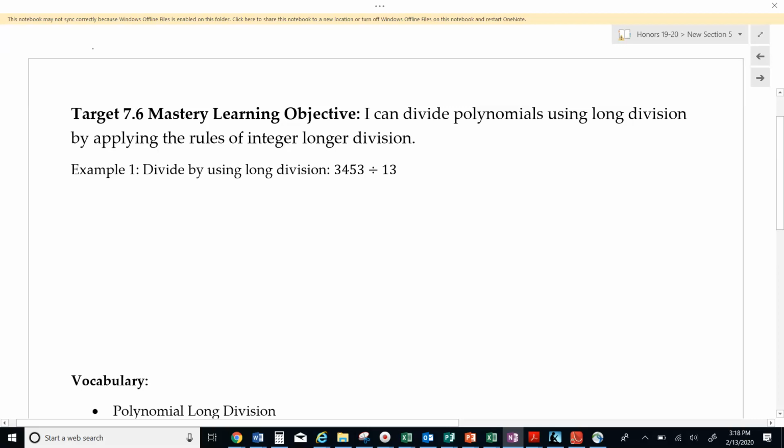This is something you learned probably around 4th grade. Now we're going to apply what we learned in 4th grade to what we're doing with polynomials. So that's why we're going to do our first example, going all the way back to elementary school. I want to divide 3,453 divided by 13, and I can do this without a calculator. What I divide goes in the house, 13 goes outside the house.